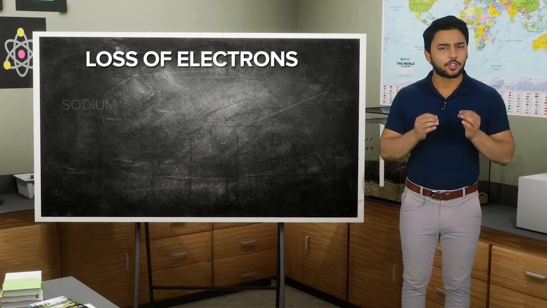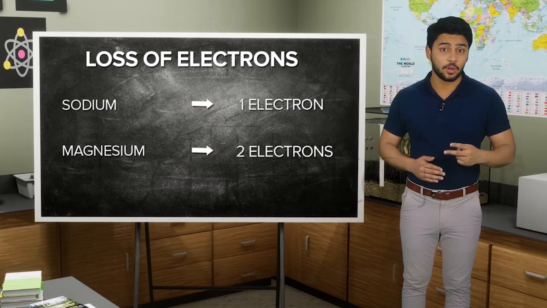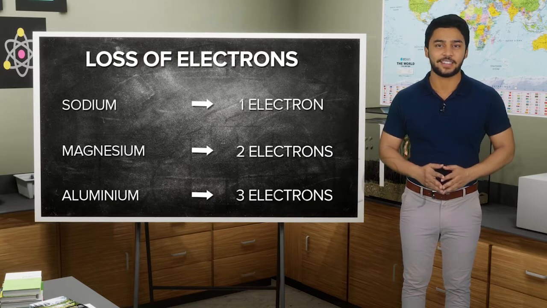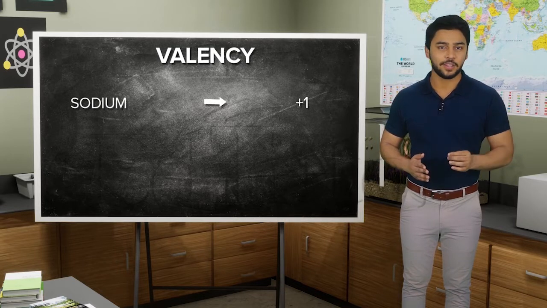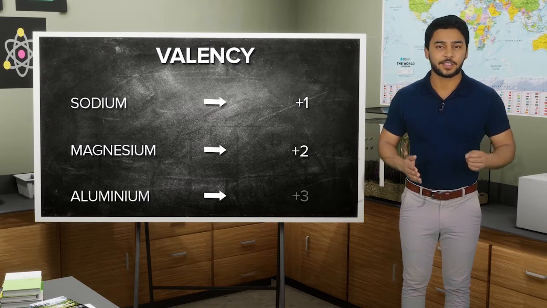This shows that sodium loses 1 electron, magnesium loses 2, and aluminium loses 3 electrons from its valence shell. So, the valency of sodium is +1, magnesium is +2, and aluminium is +3.